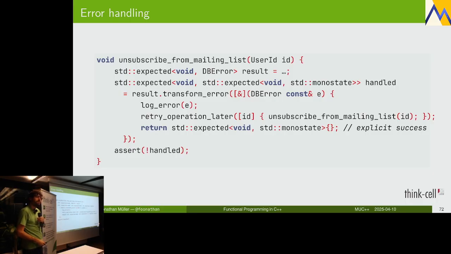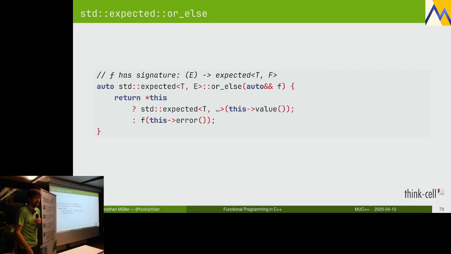Do you know what this function is called? Like the and then equivalent for the error. So we've got transform of the value and transform error for the error case, and we've got and then for the value case. And what is the equivalent of and then for the error case? Any guesses? Any guesses from the people that haven't seen the talk a month ago? Yeah, it's not called and then error or something like that. It's called or else. But it's the and then version for the error case.